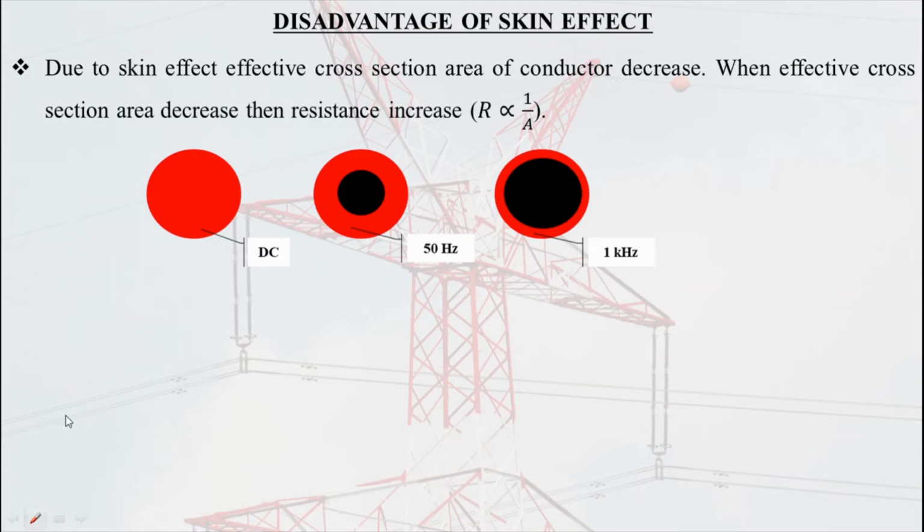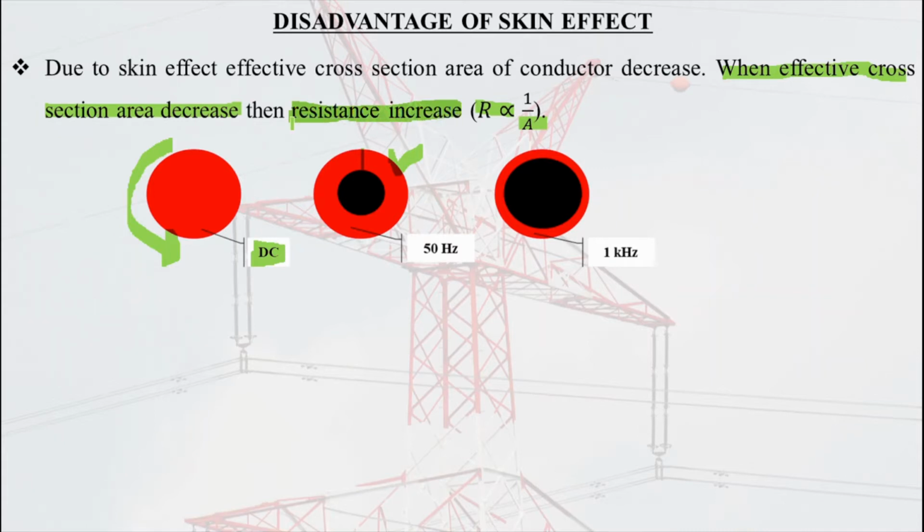We know that due to skin effect, the area over which current flows decreases. See this conductor. For DC, current flows through the entire cross section of the conductor. Now due to skin effect, you can see current flows only up to the skin depth delta. This red portion shows the area over which current flows, and we can conclude that due to skin effect, the effective cross sectional area of the conductor decreases, and we know that resistance is inversely proportional to the effective cross sectional area. So as effective cross sectional area decreases, resistance increases.